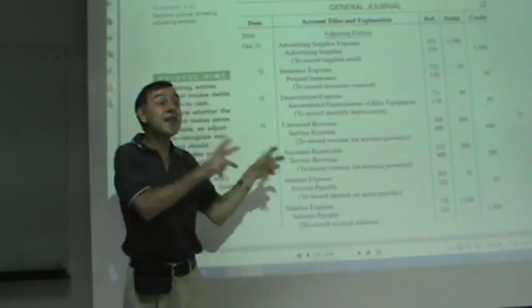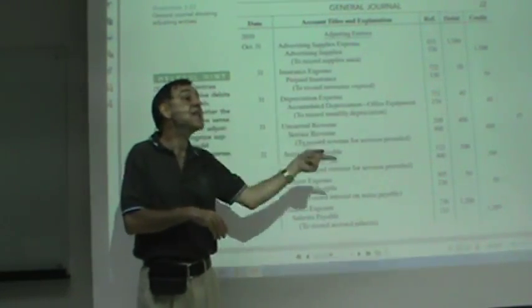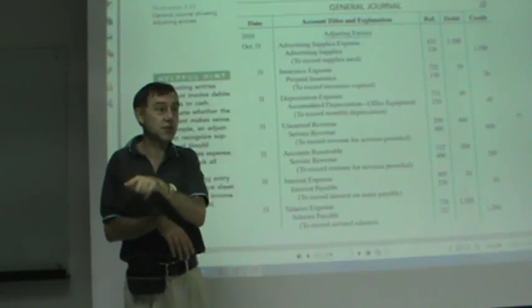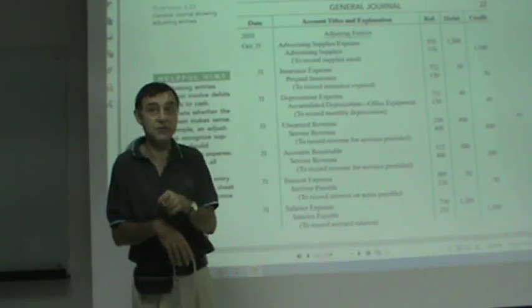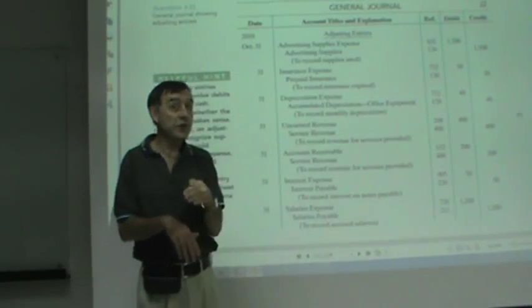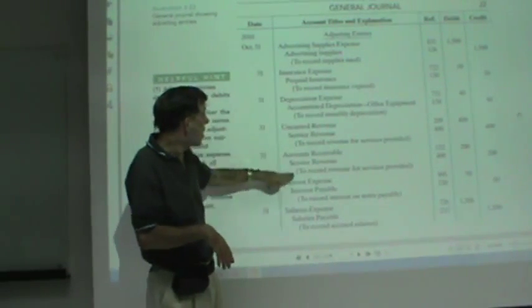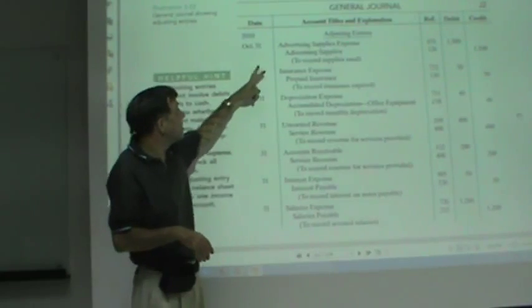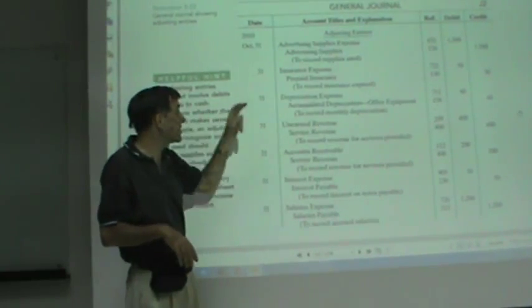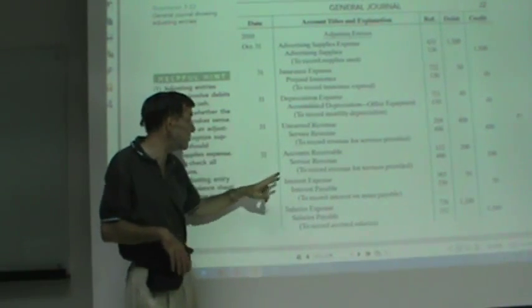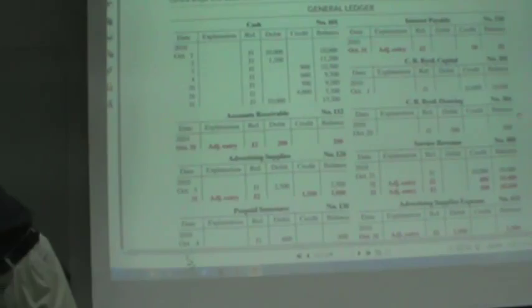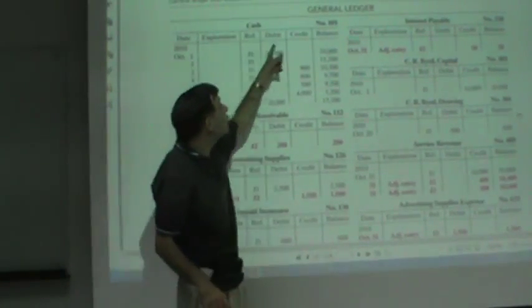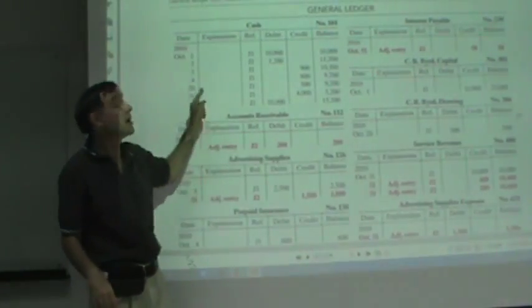So these are the entries for the adjustments at the end of the month. They call end of month, or better, end of period adjustments. Could be end of quarter adjustments, end of year adjustments. So we say end of period adjustments, and these are the different adjustments. You see the insurance expense, depreciation expense, unearned revenue, accounts receivable, interest expense, salaries expense. And now you transfer these to the ledger.